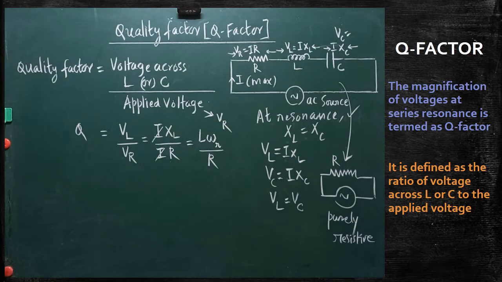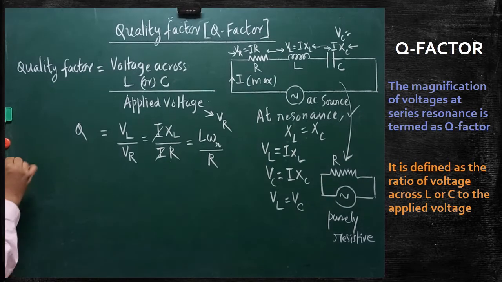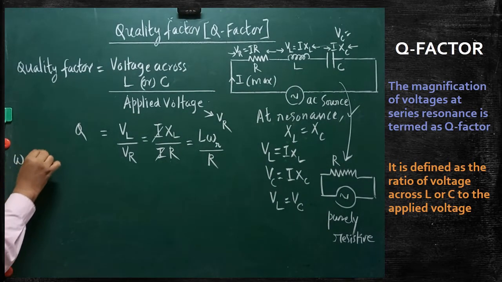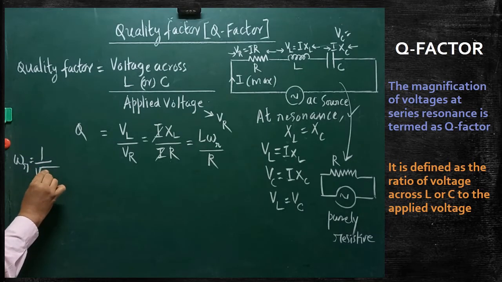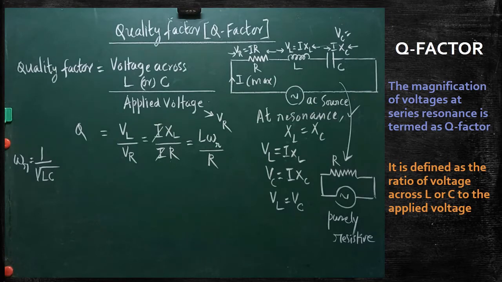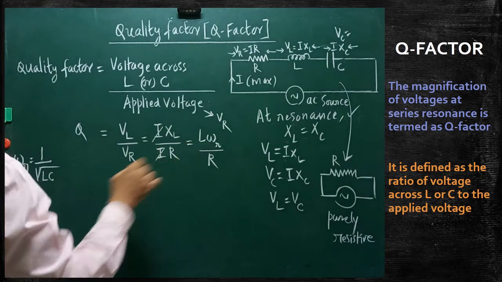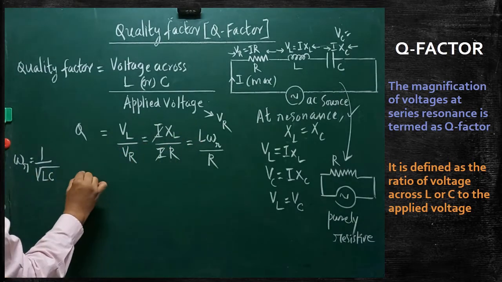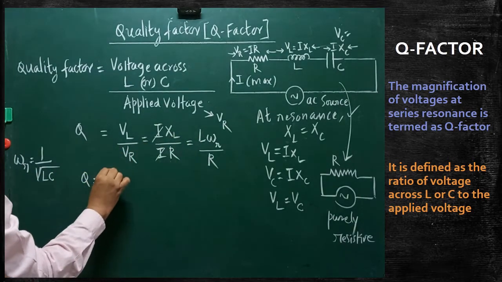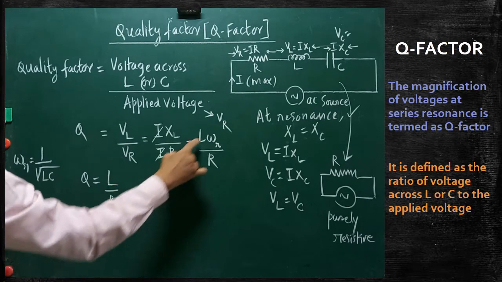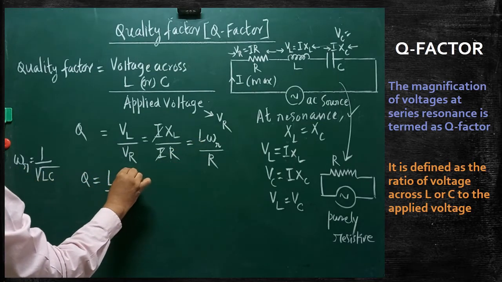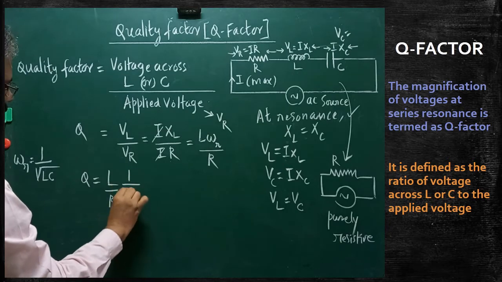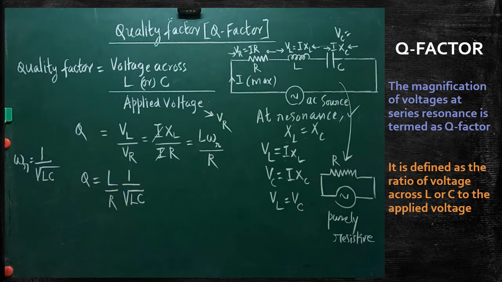Next we have to develop the equation further. We know the expression for omega. What is the expression for omega? 1 by root of LC. Already we have derived: omega R, the resonant frequency, is equal to 1 by square root of LC. So here instead of omega R, substitute in Q is equal to L omega R divided by R. Instead of omega, substitute 1 by square root of LC.